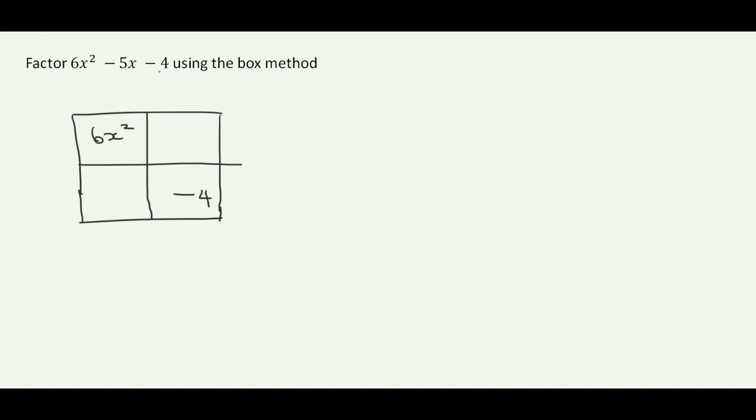So now what we need to do is to multiply 6x squared and -4. 6x squared multiplied by -4 is going to give us -24x squared. Now, what are the possible factors of -24x squared that, when you add them together, give you -5x? So look at some potential factors. We have 1 and 24. I can't see any way to get 5 out of that. 2 and 12. No way.